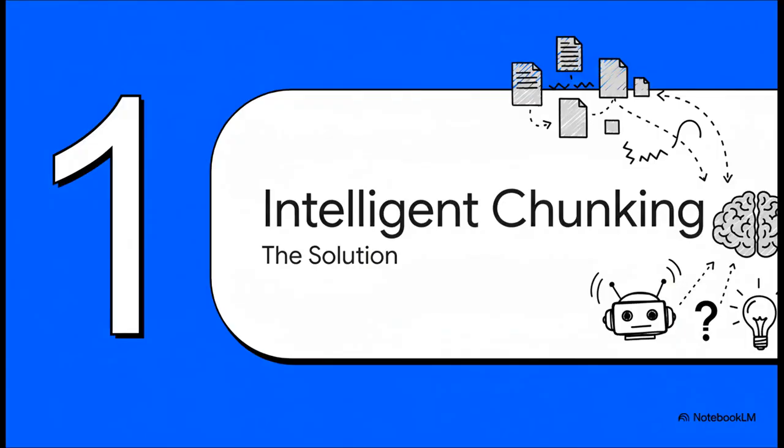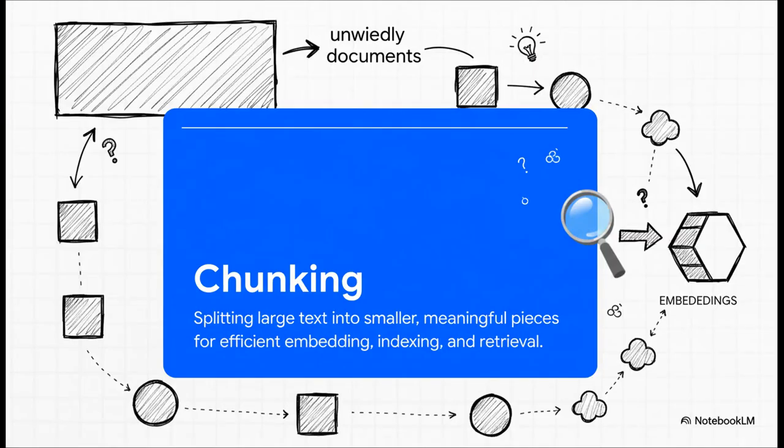Okay, so that brings us to the solution, a process that we call intelligent chunking. And I want you to know, this isn't just some boring technical step. It's really an art and a science. It's how we prepare our knowledge base so our AI can finally understand and actually use it the way we want it to. So what is chunking?